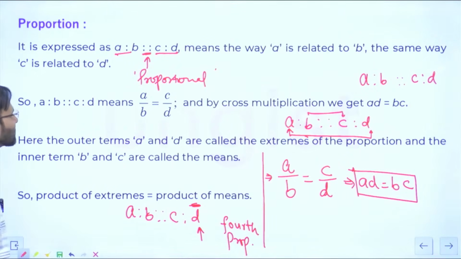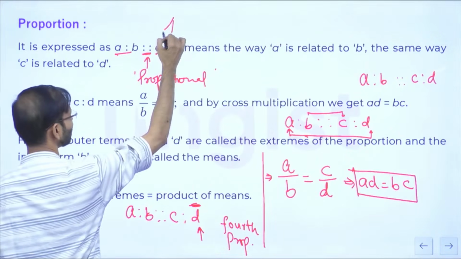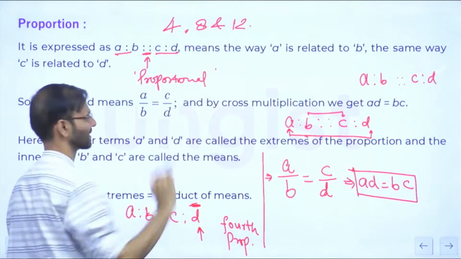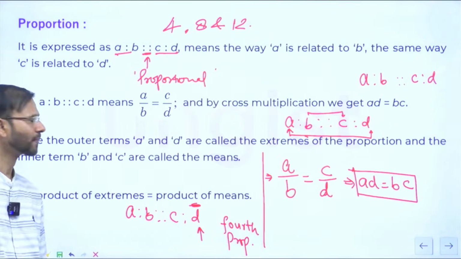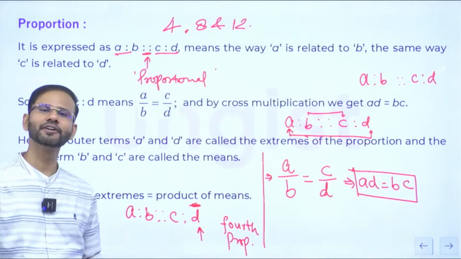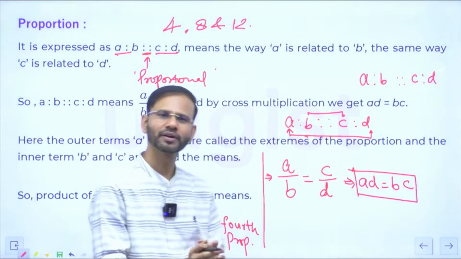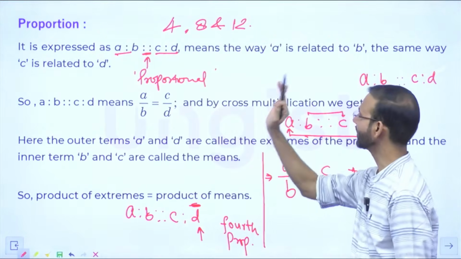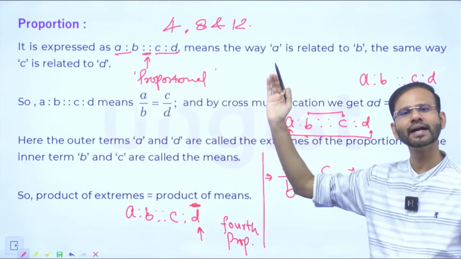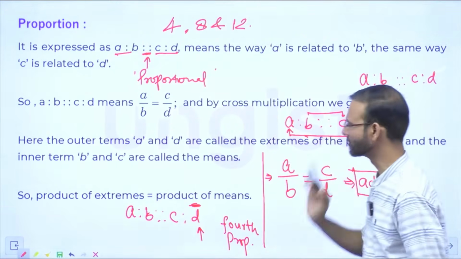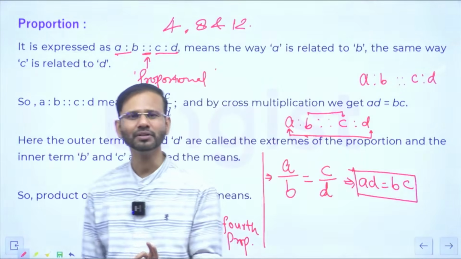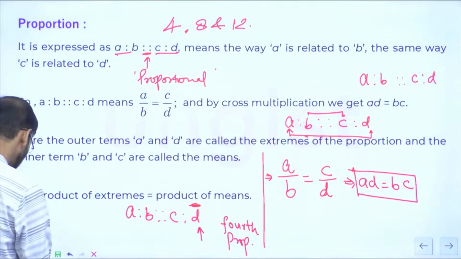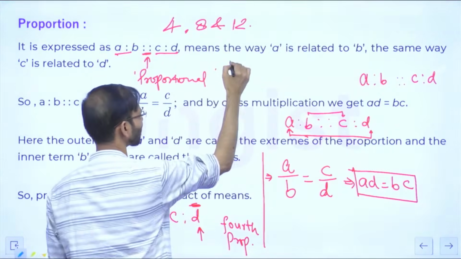So suppose the question comes, find the fourth proportion of 4, 8 and 12. This is actually the simple approach. Let me change the color of the pen. I'm using the blue one.